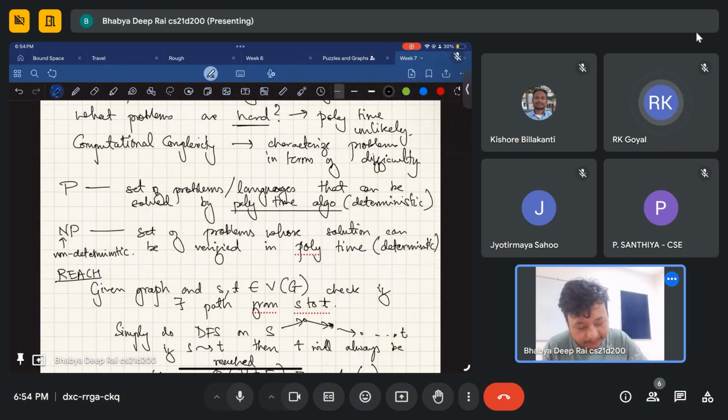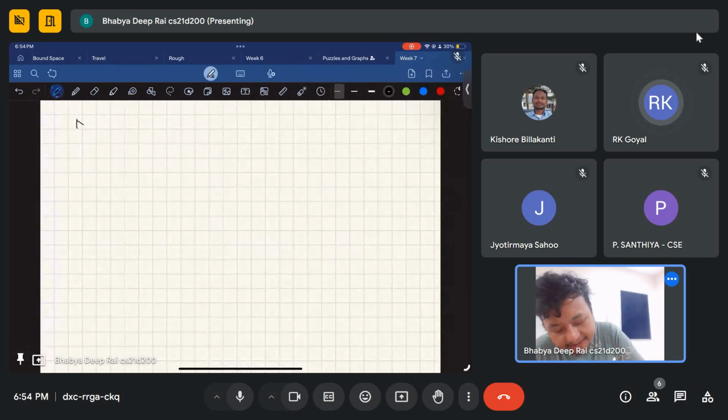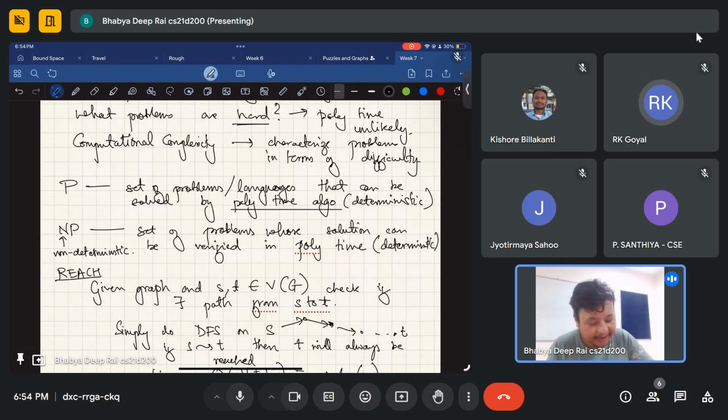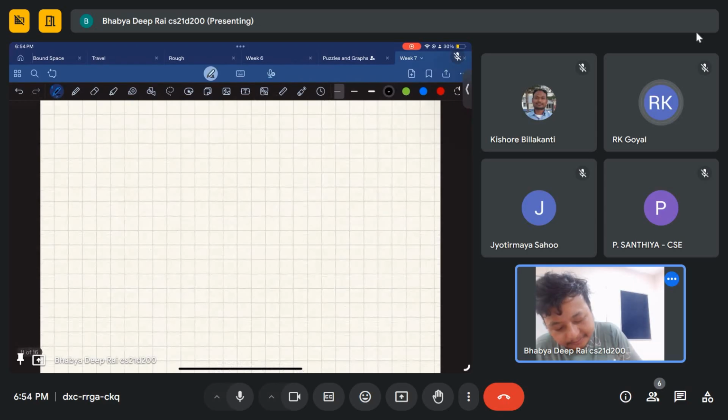And now what about NP? Is it in NP? So what definition did I say about NP? A set of problems whose solution can be verified in polynomial time. So now, can I give, so you asked if there is a path from S to T. What I can do is, here is another version of the problem.